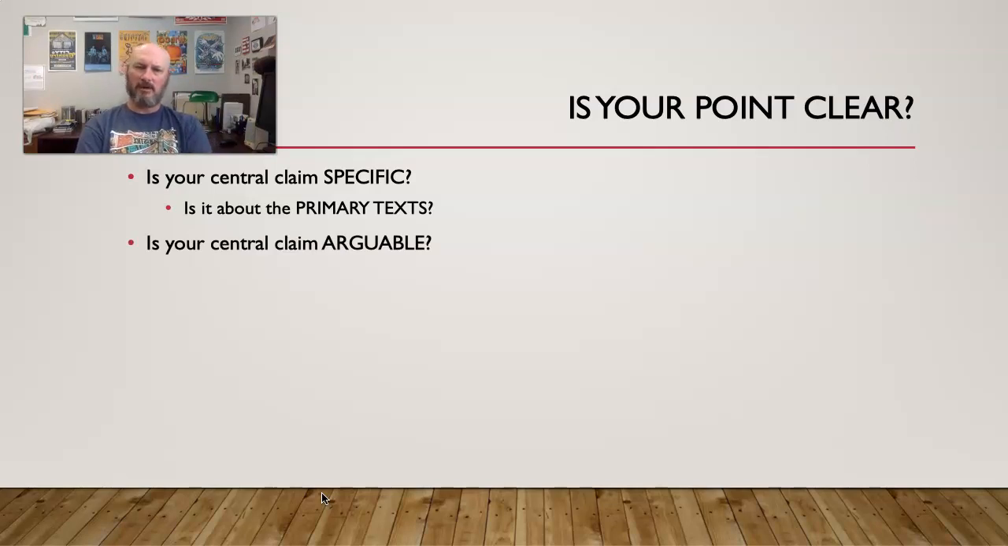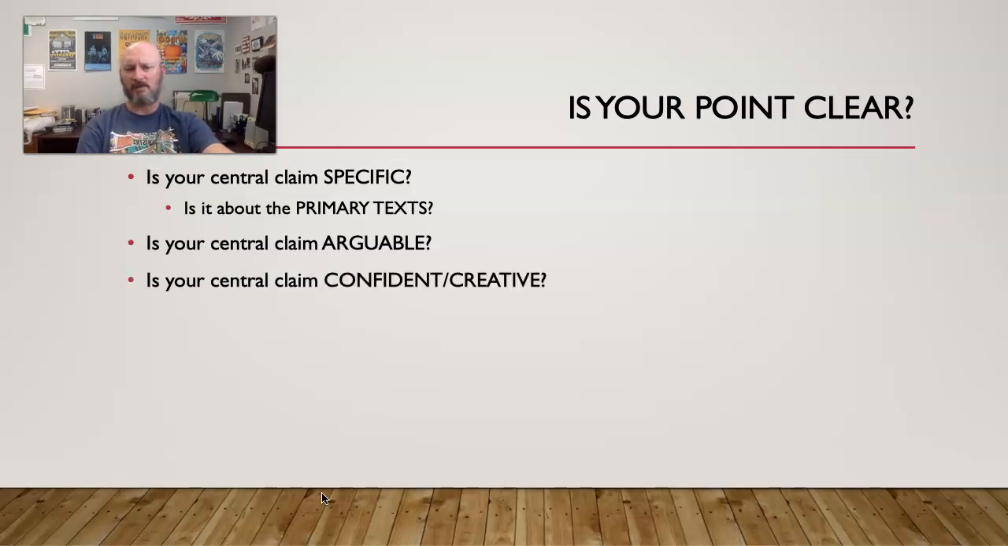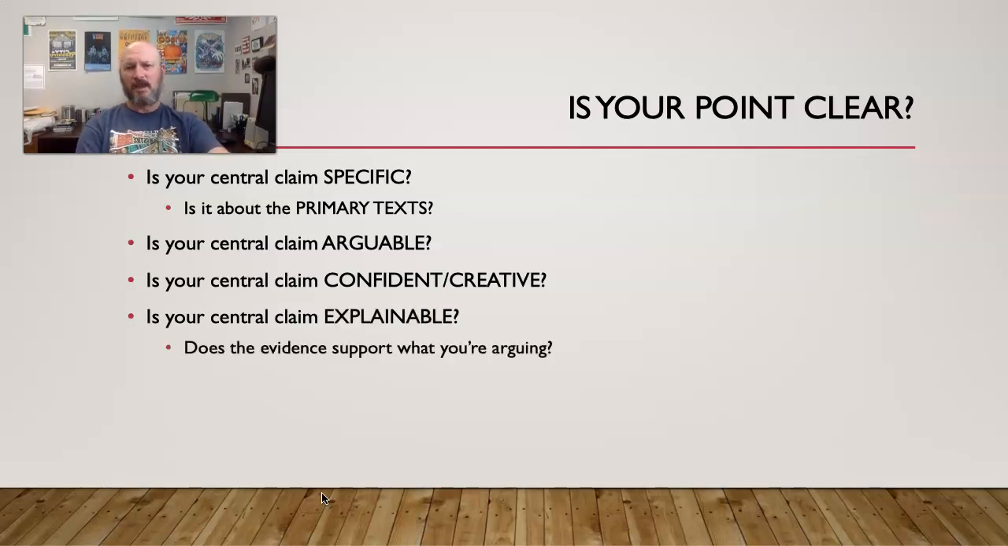The next thing you want to look at is whether or not it's arguable. And this should be review for everybody. This is the criteria for an effective central claim. You want to ask whether or not you are restating an obvious fact. You want to make sure it's explainable and it suggests some sense of structure. So you've got to ask the question, does the evidence support what you're arguing? But also, have you defined that crucial issue, the main idea?